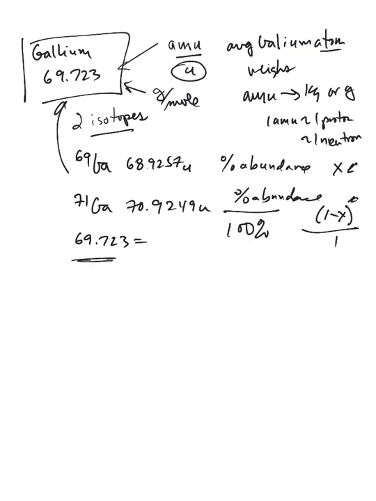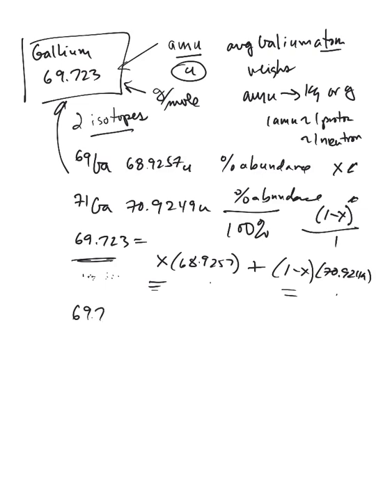So the overall atomic mass unit, 69.723, that's going to be some decimal abundance, X, times 68.9257, plus 1 minus X times 70.9249. Now, the problems you've seen in your book are usually, they give you the percent abundances, you convert them to decimals, and then you're solving for one of these unknowns, or for the overall. But this one, they gave you the overall from the periodic table, and you're trying to figure out what the abundances are. So we have to do some math.